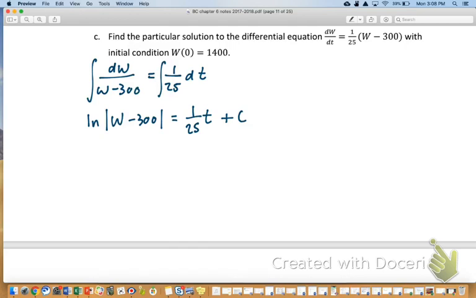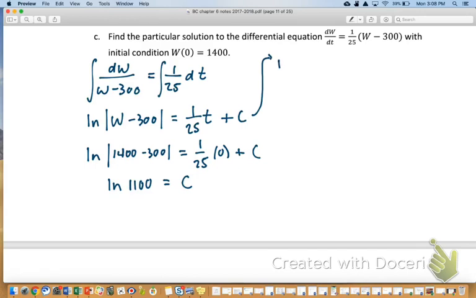All right. So then, for me, at this point, it makes the most sense to plug in the initial condition. So it'd be natural log of 1400 minus 300 equals 1/25 times 0 plus c. And so I'm getting natural log of 1100 equals 0 plus c, or just c. All right, so then I would plug this back in. So it'd be ln, absolute value, w minus 300 equals 1/25 t plus natural log of 1100.